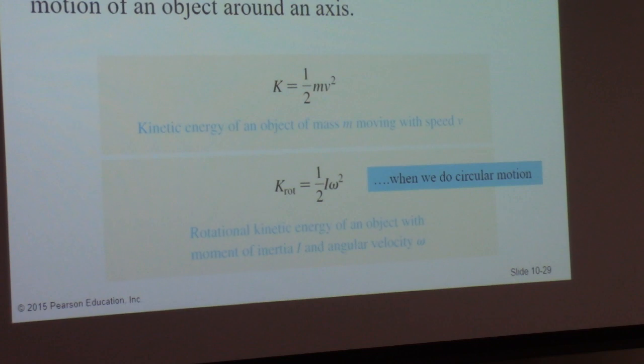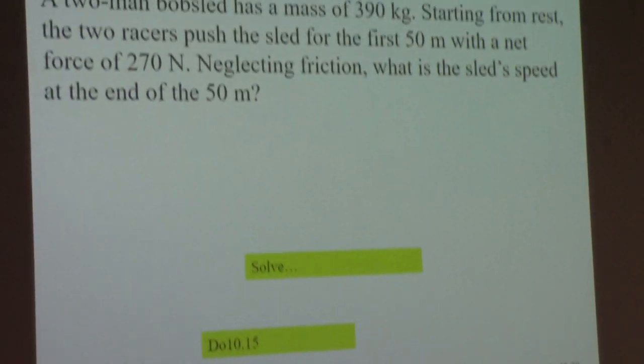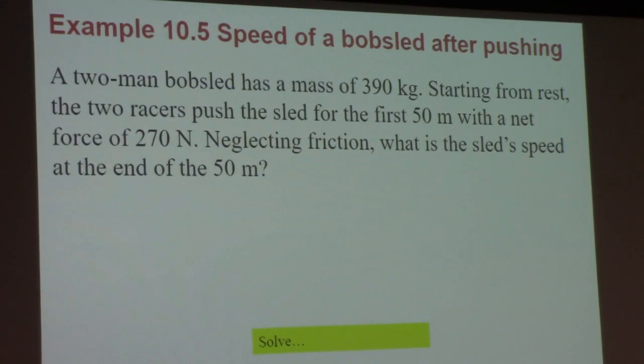Okay, so the units turn out to be joules. You saw that in the lab actually as well. So it's the energy of motion. Something that has mass and is moving has kinetic energy.